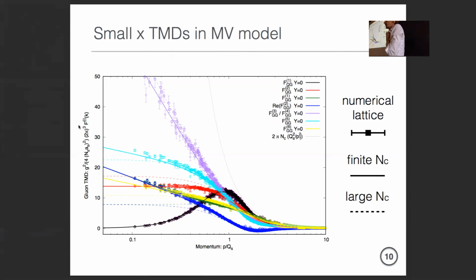Why do you show this QS squared line? Because I think this is the asymptotics at high PT. So at high PT they all go to the same asymptotics essentially. So the numerical lattice just checks you didn't make a mistake. It is just a further cross check of this finite NC Gaussian result.